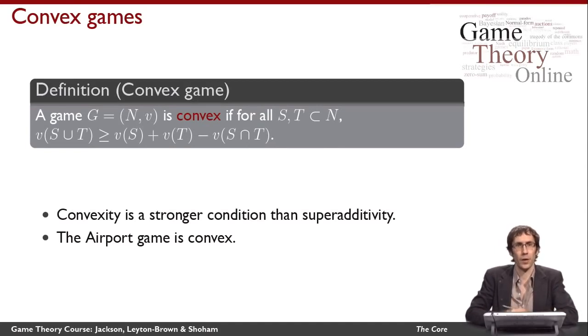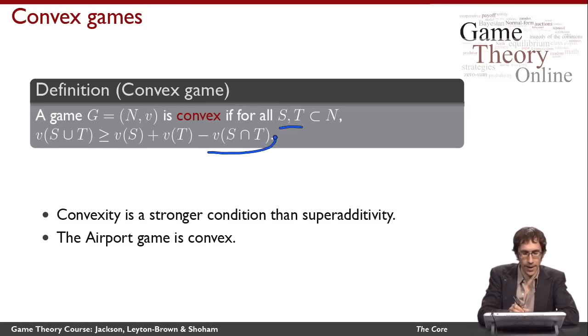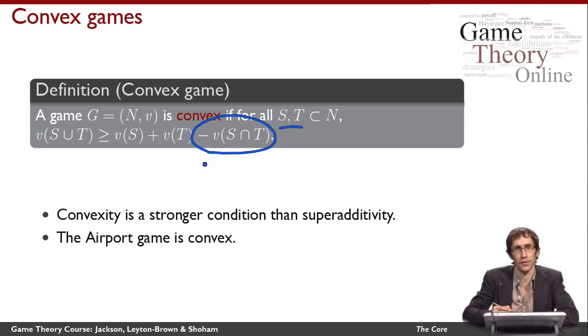So notice that we already talked about superadditivity. This is a stronger assumption because superadditivity assumed that S and T had an empty intersection, whereas here we're allowing them to have an intersection and we're just subtracting the value of the intersection. So this speaks also about cases in which S and T do have one or more agents in common. Nevertheless, convex games are relatively common, and the airport game is an example of a convex game.